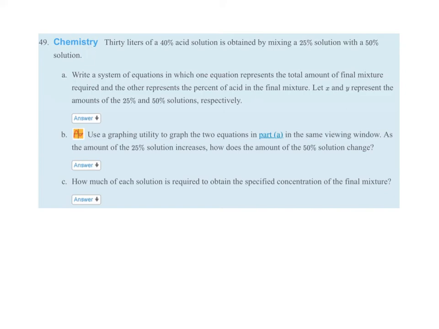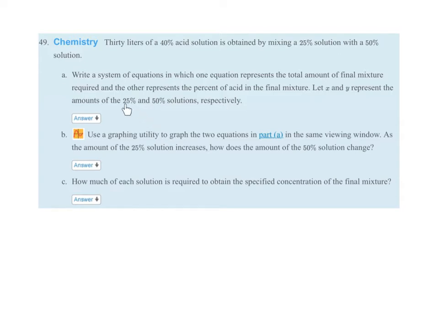This is 7.2, number 49. 30 liters of a 40% acid solution is obtained by mixing a 25% solution with a 50% solution. Write a system of linear equations in which one equation represents the total amount of final mixture required and the other represents the percent of acid in the final mixture. Let x and y represent the amounts of the 25% and 50% solutions respectively.